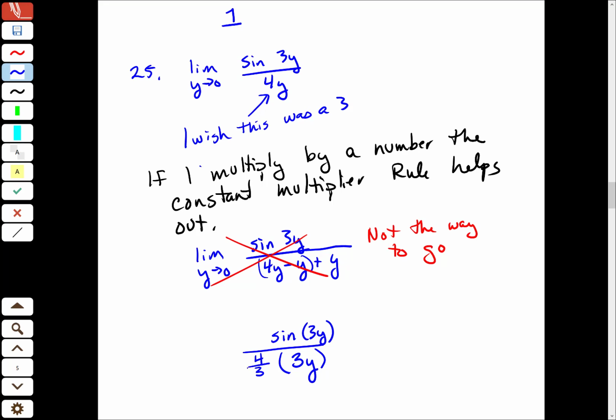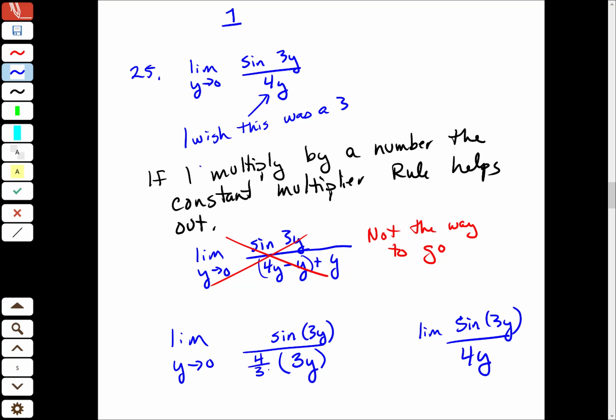Okay, so now this expression here is equivalent to what I had before. So I want to make sure that you understand this. I want sine 3y over 3y. But that's not what I have. What I have is the limit of sine 3y over 4y. Right? So I'm going to kind of back engineer this thing where I'm like, well, I want it to be a 3y. I have to really multiply by 4/3 in order to do this.